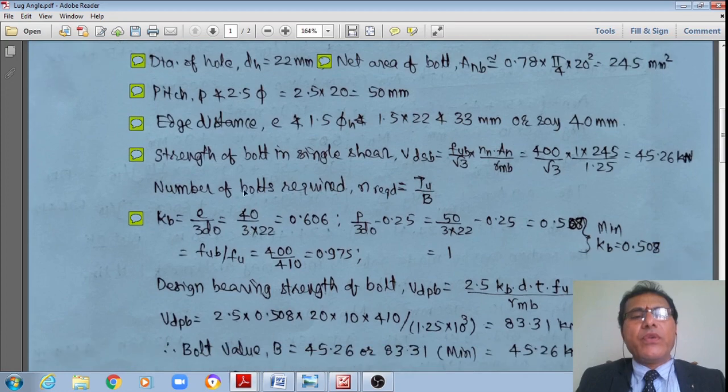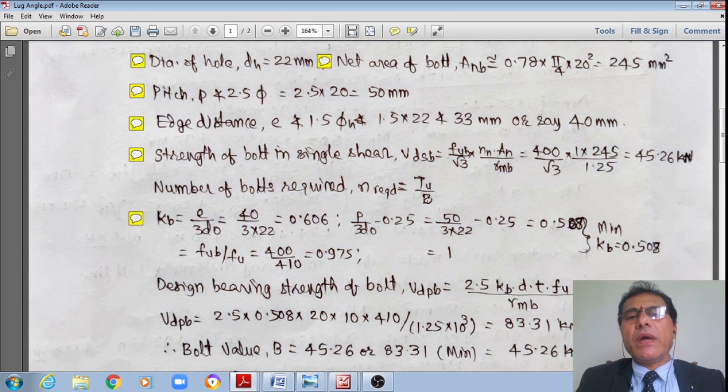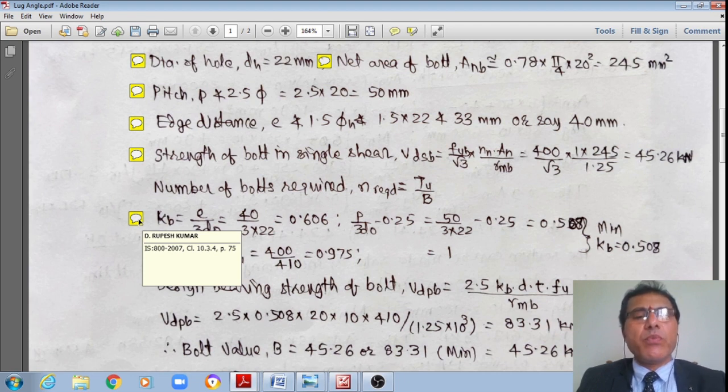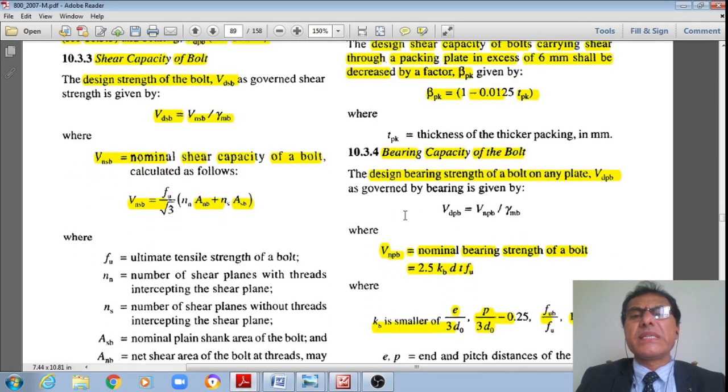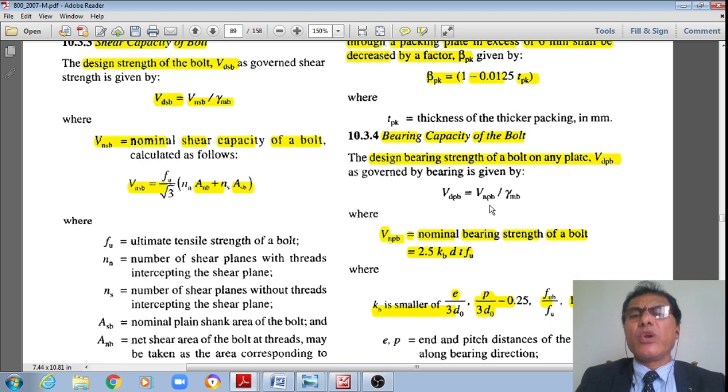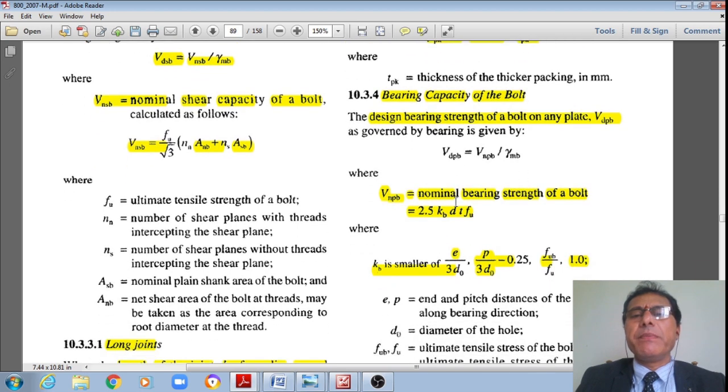Now, however, if you want to calculate the number of bolts, you require the bolt value. Therefore, in order to get that bolt value, I need to find out the strength of the bolt in bearing. So now I'll go to the next clause 10.3.4, page number 75, student. The same page. For ordinary black bolts, it says that VDPB is equal to VNPB divided by gamma MB, where VNPB is the nominal bearing strength of the bolt given by 2.5 kb d t fu.